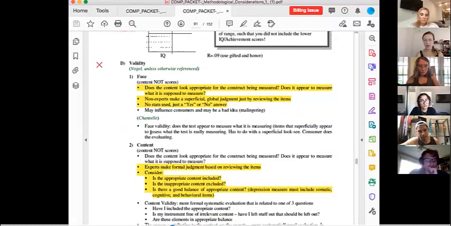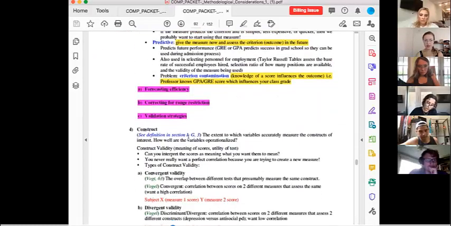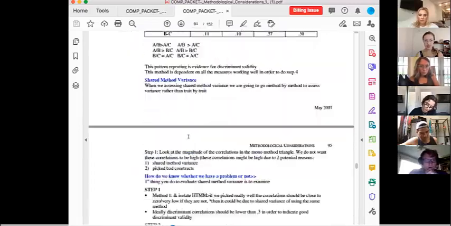Here are the different kinds of validity that you learned in Foundations of Measurement: face, content, criterion, construct, things like that.